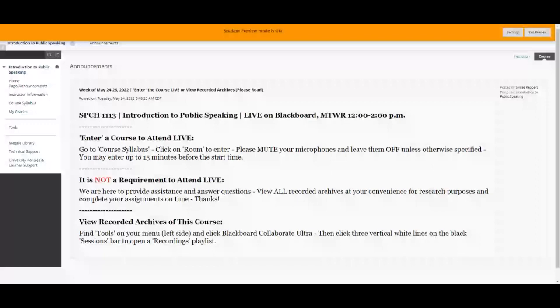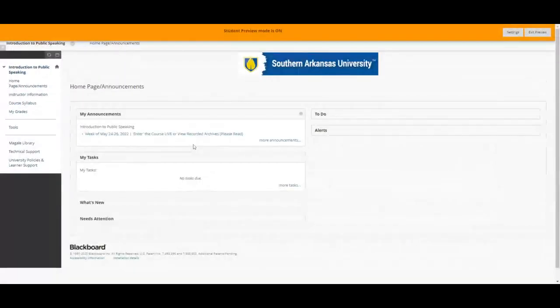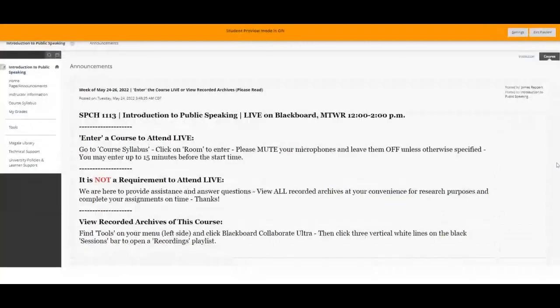Find Tools on your menu, left side, and click Blackboard Collaborate Ultra. Then click 3 vertical white lines on the black sessions bar to open a recordings playlist. What I will be doing every day is to make certain that this announcement is refreshed, because if I don't, whenever you go into the student preview mode, the message goes away.